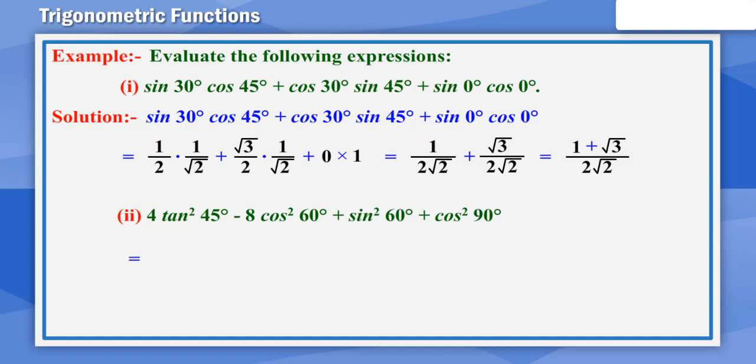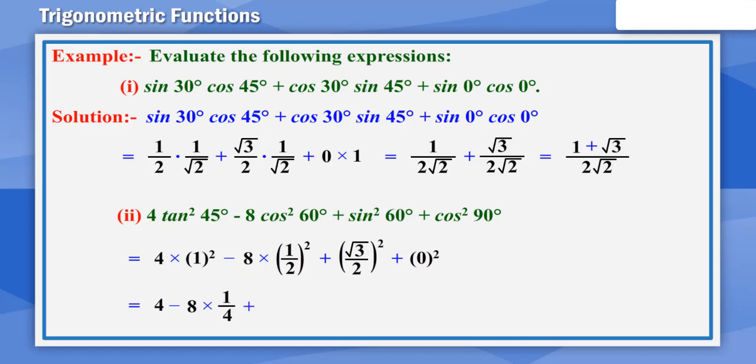Putting in the values here, this becomes 4 into tan 45 is 1, so we have 1 square here, minus 8 into 1 by 2 square as cos 60 is 1 by 2 plus sine 60 is root 3 by 2, so we have root 3 by 2 whole square here plus cos 90 is 0, so we have 0 square here. This becomes equal to 4 minus 8 into 1 by 4 plus 3 by 4 plus 0. This is equal to 4 minus 2 plus 3 by 4 is equal to 2 plus 3 by 4, which is equal to 2 3 by 4.